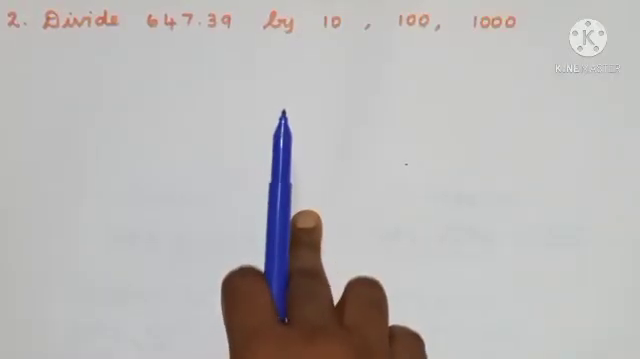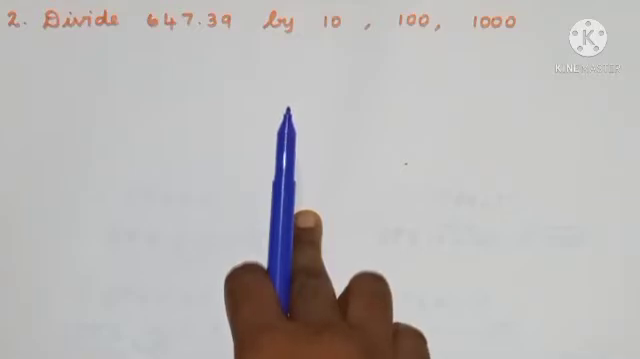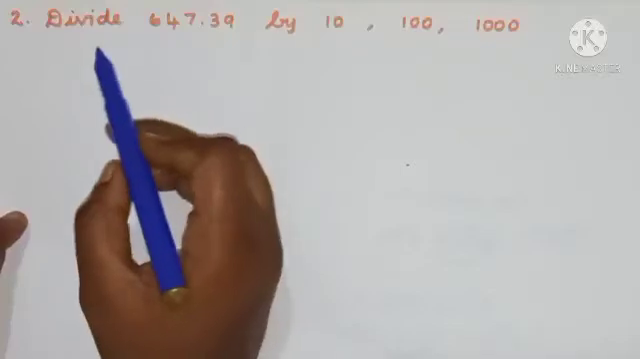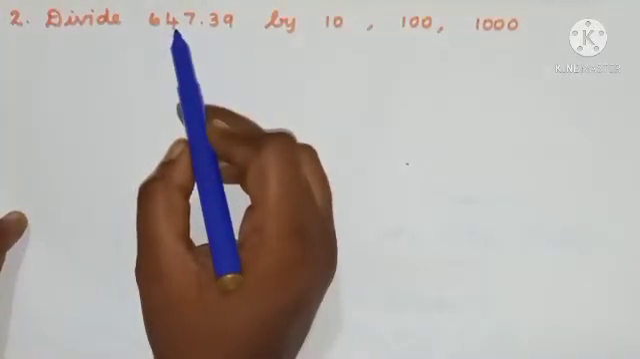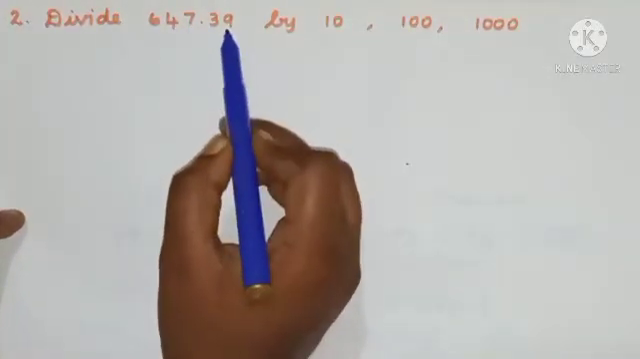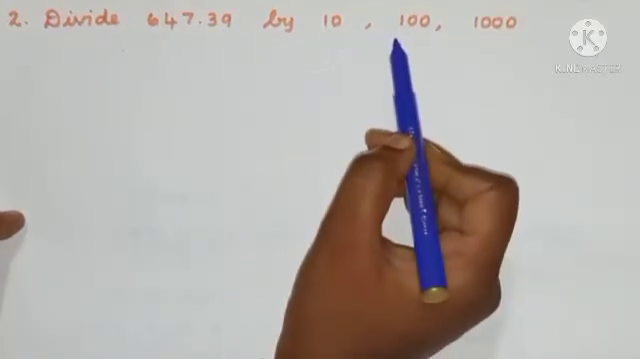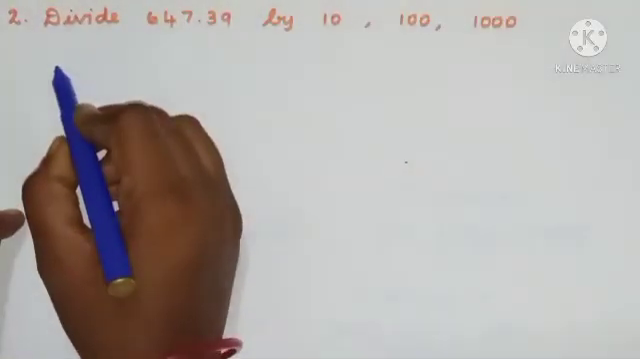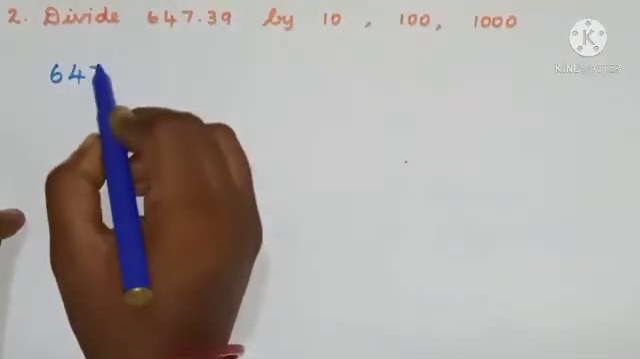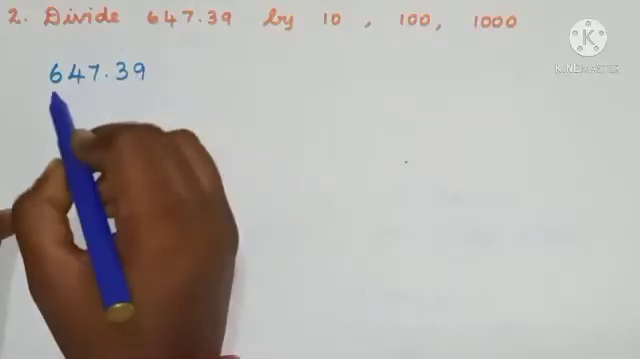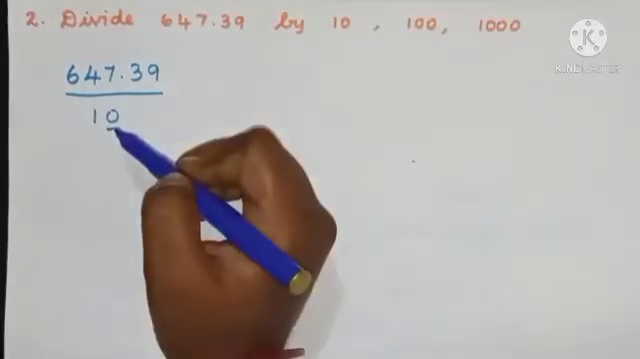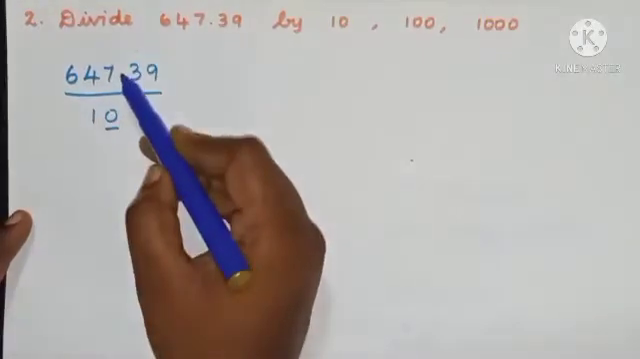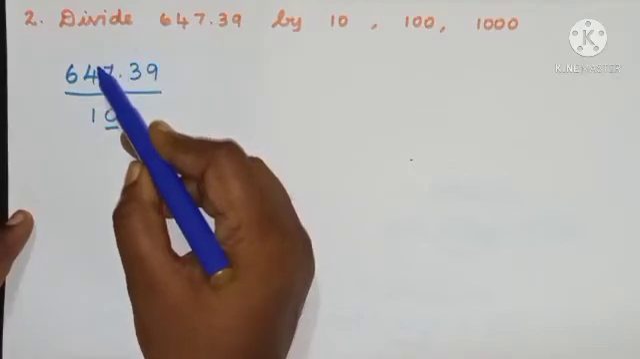To divide the decimal number, you have to move the decimal point 1, 2, 3, 4 places to the left. Let's see with an example. Here we have to divide the decimal number 647.39 by 10, 100 and 1000. First, let's divide the decimal number by 10. 647.39 by 10. See here, how many zeros are there? Only one. So you have to move the decimal point towards the left.